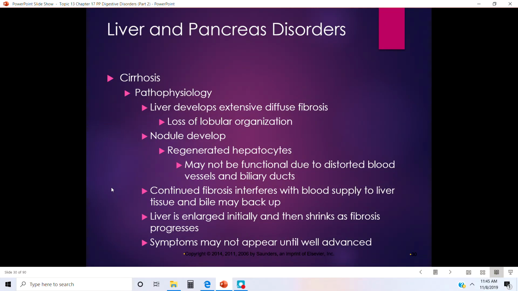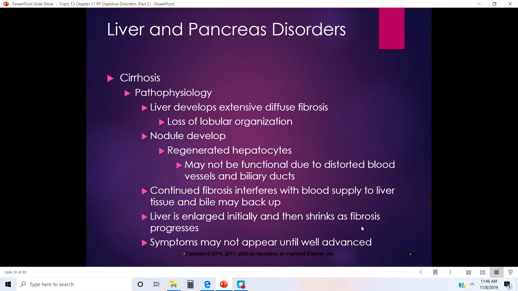Now, as fibrosis continues, right, it's going to interfere with even the blood supply going into the liver and the bile leaving the liver, and now the bile may back up. So that's going to cause a lot of different types of problems. Initially, as the fibrosis occurs and the whole pathology of cirrhosis occurs, the liver is enlarged. But as the fibrosis, the scar tissue gets worse, the liver is actually going to shrink. And you probably know that, right? What does scar tissue do? It usually shrinks, right? It pulls and it gets tighter. So the liver would eventually get smaller.